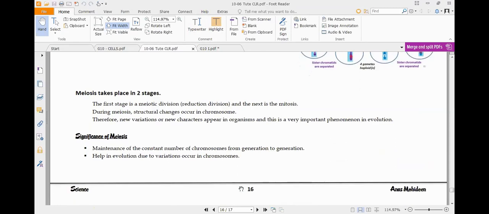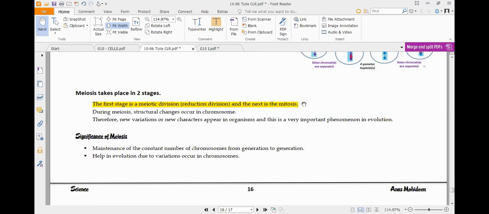Meiosis takes place in two stages. The first stage is the meiotic division, the reduction division, and the next is mitosis. I can say the first division is meiotic, the second division is mitotic. During meiosis, structural changes occur in chromosomes. Chromosomes will be changing. Therefore, new variations or new characters appear in organisms. Evolution, according to science, takes place because of meiosis. The major example we give is that man came from monkeys. This is due to the changes occurring in meiotic cell division.